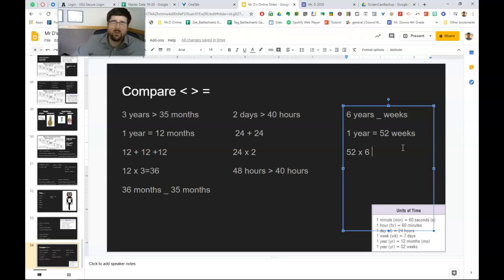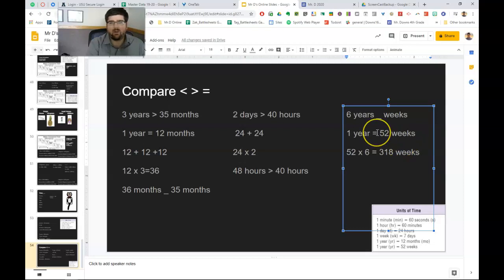So 2 times 6 would be 12, 2 in the basement, 1 in the attic, 6 times 5 is 30, plus 1 is 31, so that would equal 312. I don't expect you to do that multiplication in your head, unless you're really efficient at that type of multiplication. You would need to get a pen and paper and then actually multiply it out or do the repeated addition. So 312 weeks.